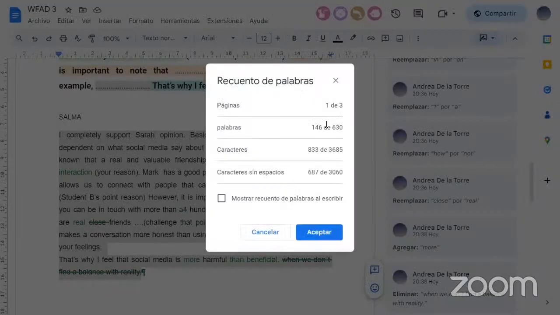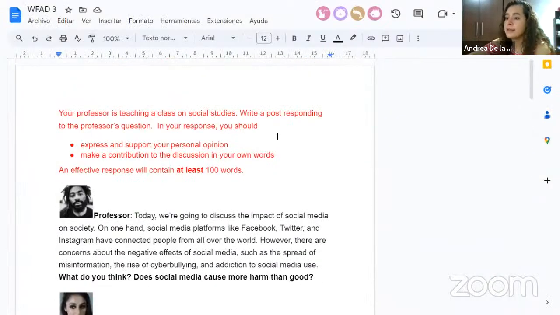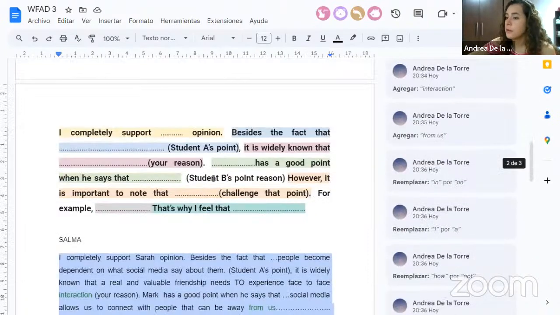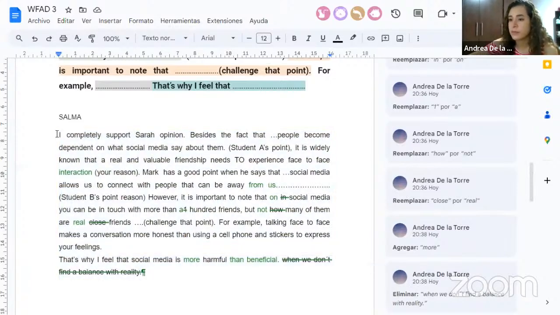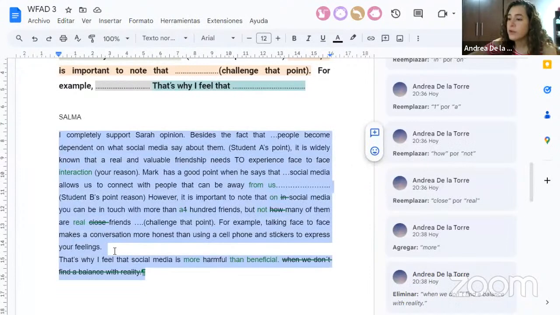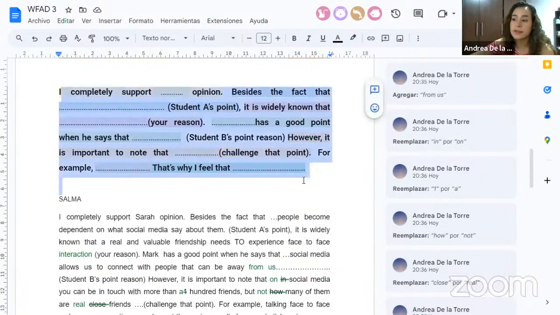Thank you. Is there a maximum or a minimum of words? As you can see in the instructions, they say that an effective response should contain at least 100 words. But here you had 146, so it's perfect. It's more than what you need, for sure. If you guys have at least one sentence per element, so if you have all of these sentences, then you're good with 100 words at least.